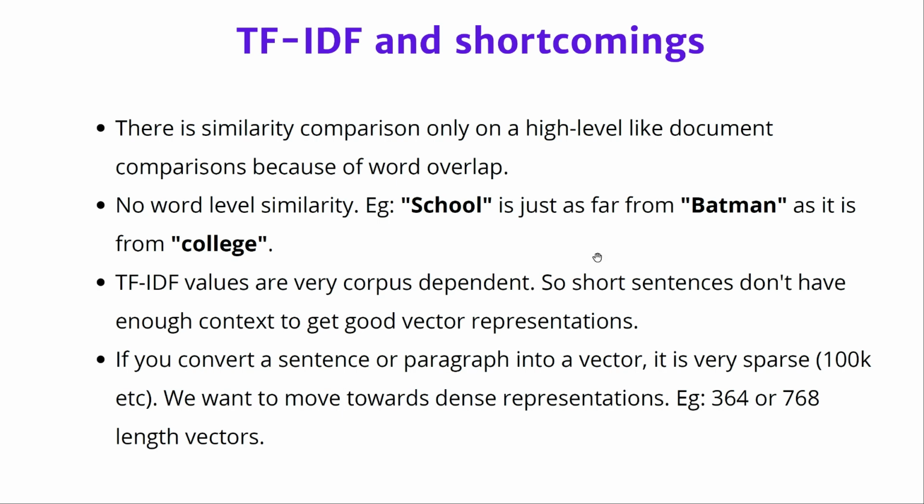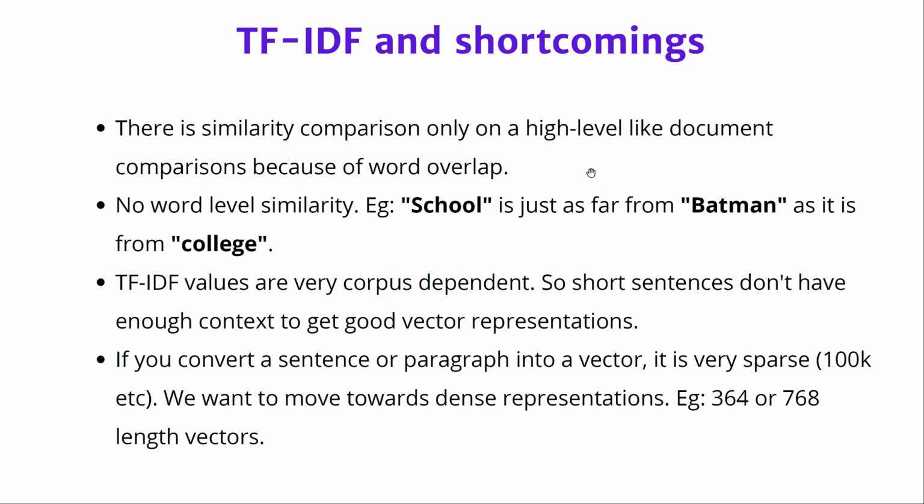And TFIDF values are very dependent on the corpus. When you have short sentences, you don't really have enough context to get good vector representations or to do comparisons with each other or classifications, because it's going to be a very sparse vector. And at the end of the day, all these shortcomings are significant in the sense that since you have a very sparse vector, for example 100k columns with only very few values filled, you cannot do any strong comparisons or classifications.